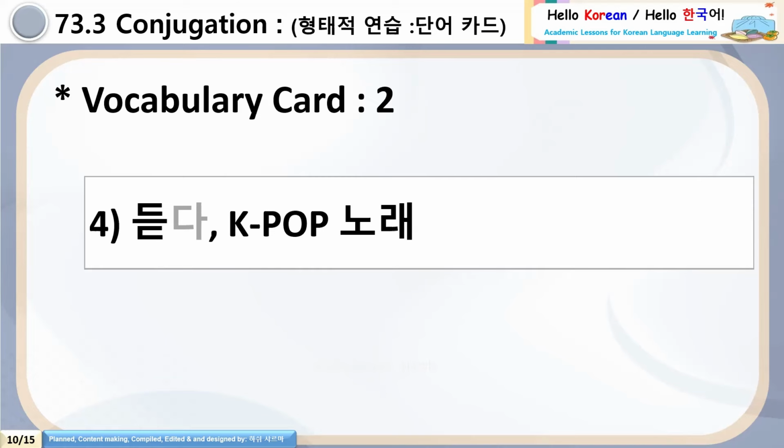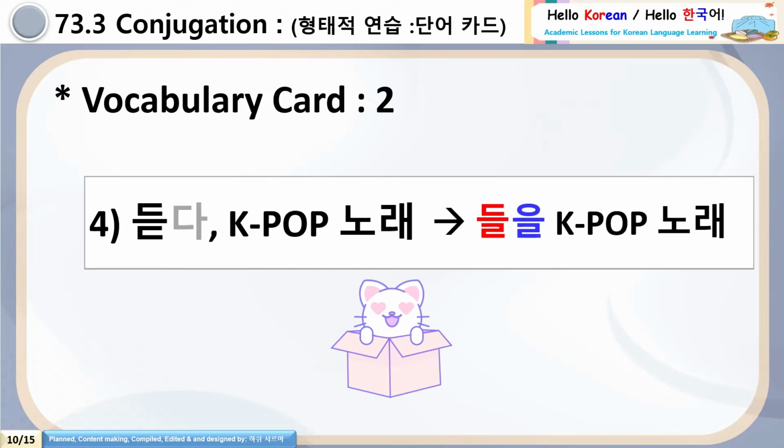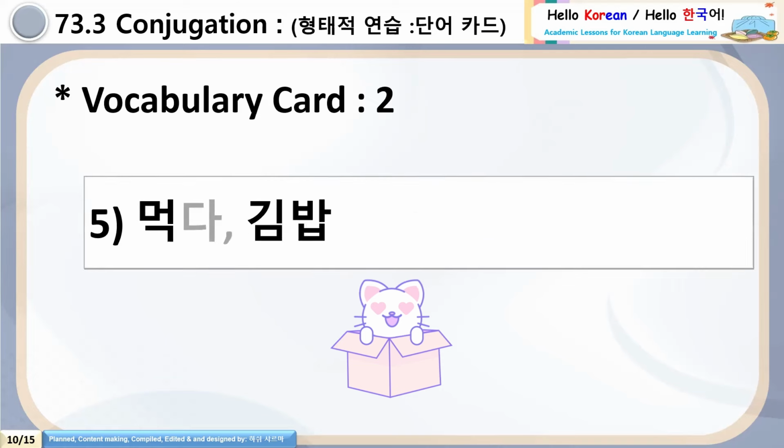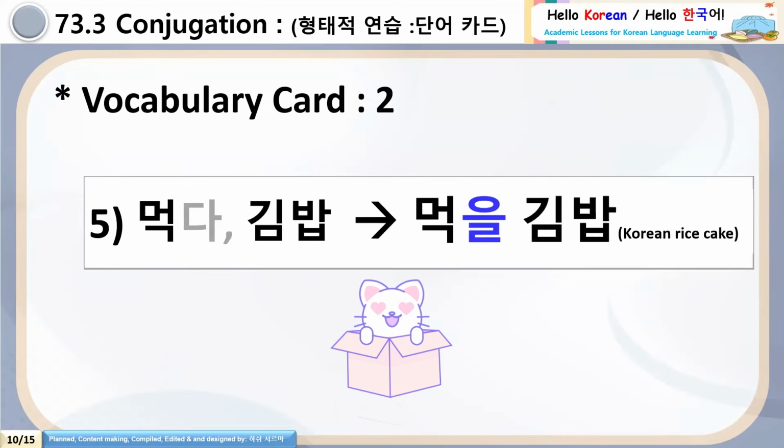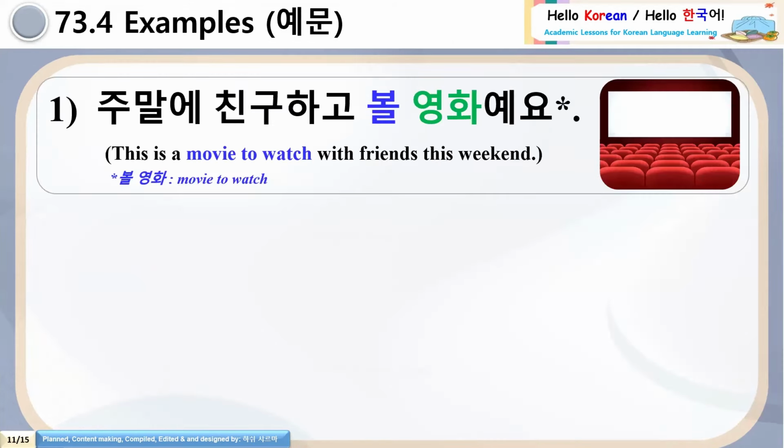Be careful. Ditta. Irregular conjugation. Ne, charesso, your own. Kamsamita. Diril K-pop no re. And number 5, mokta kimpap. It will be mogal kimpap. Grammar explanation is over. Conjugation is over. Vocabulary cards are over. Now see a few more examples here.